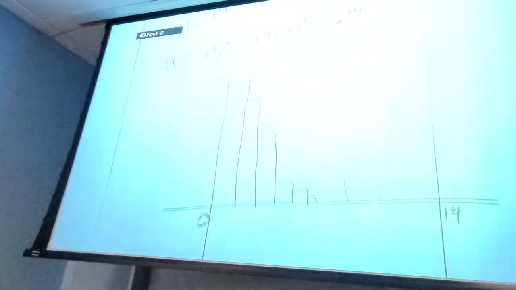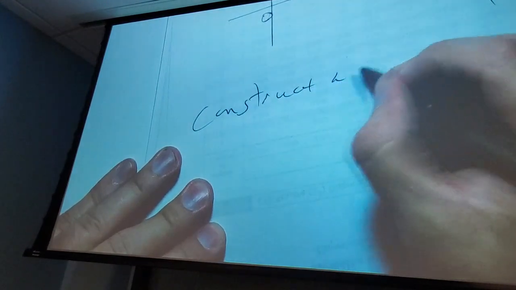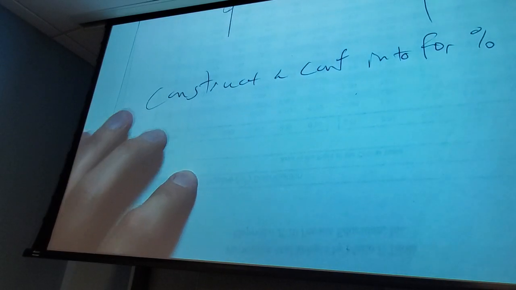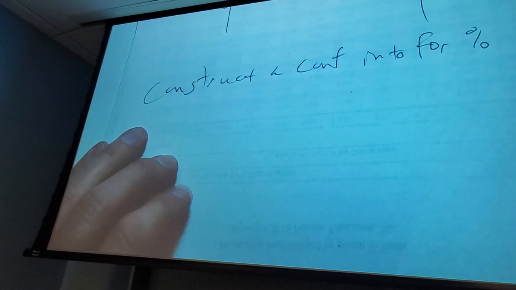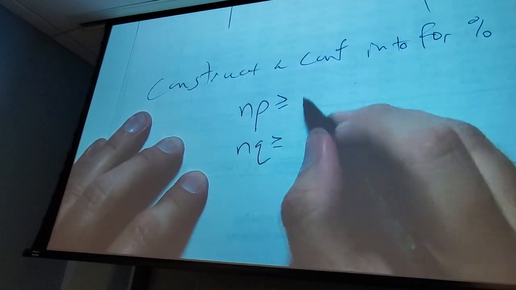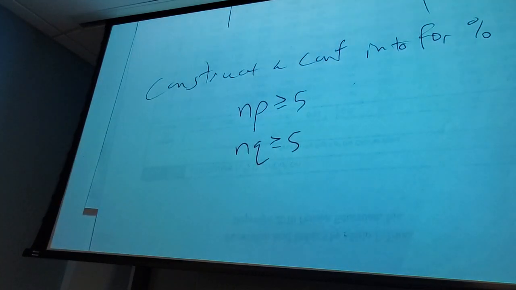If I have a percentage problem, they're trying to make me do something with a percentage. Right now, the only thing it would be is construct a confidence interval for a percentage. For a mean, I need n greater than 30. For a percentage, I need NP and NQ both to be at least 5. And what that means visually is I'm far enough away from one wall and I'm also far enough away from the other wall so that it goes up and goes back down.